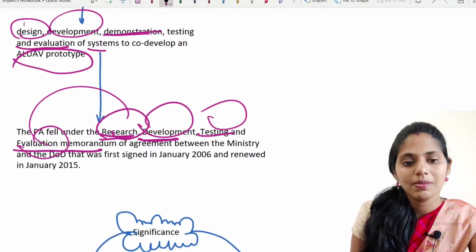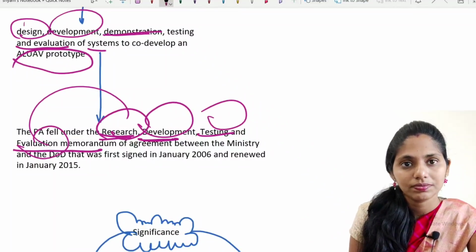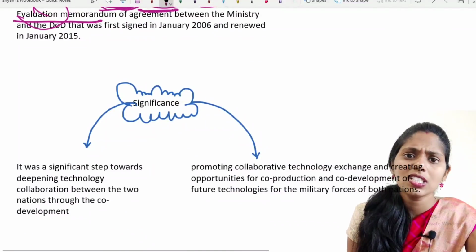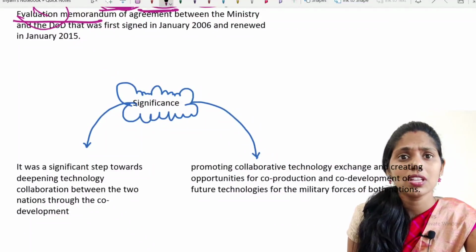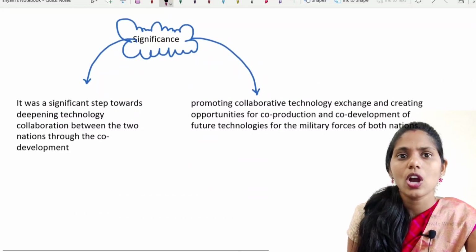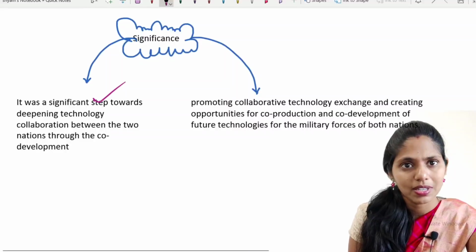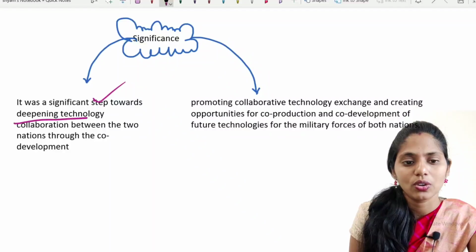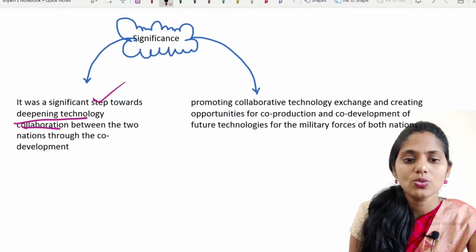It is between the ministry and the Department of Defense, and it was actually signed in the year 2006 and was renewed in January 2015. If we're talking about significance, how this agreement is important, this is one of the important steps towards deepening of technology collaboration between the two nations.